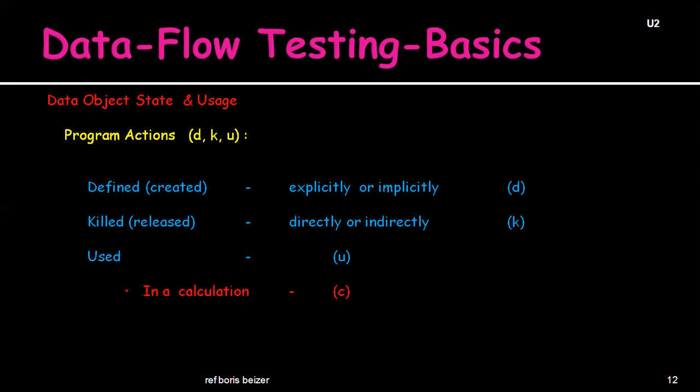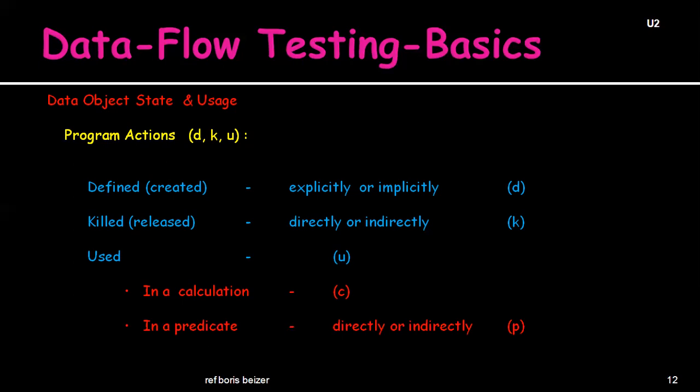C is used for the calculation part. Whenever we do any calculations, we will be using C. Then another symbol is P, which is used in a predicate for operation purposes. Every symbol in the data flow graph has some meaning and description. So here we are discussing the 5 symbols: D, K, U, C, P.